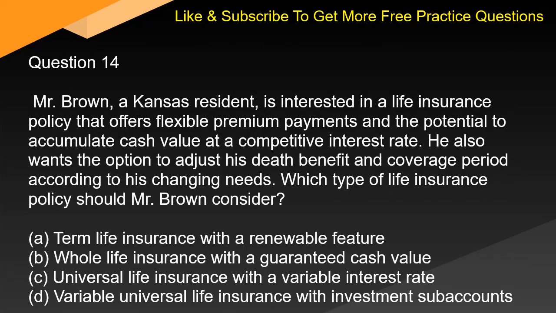Question 14. Mr. Brown, a Kansas resident, is interested in a life insurance policy that offers flexible premium payments and the potential to accumulate cash value at a competitive interest rate. He also wants the option to adjust his death benefit and coverage period according to his changing needs. Which type of life insurance policy should Mr. Brown consider? A. Term life insurance with a renewable feature. B. Whole life insurance with a guaranteed cash value. C. Universal life insurance with a variable interest rate. D. Variable universal life insurance with investment subaccounts.